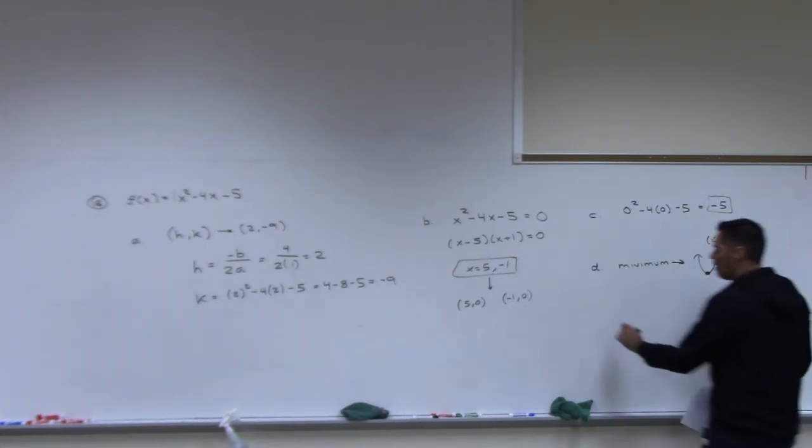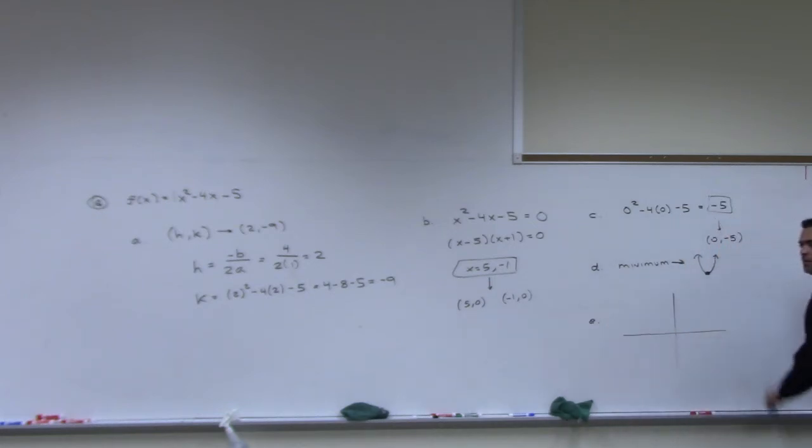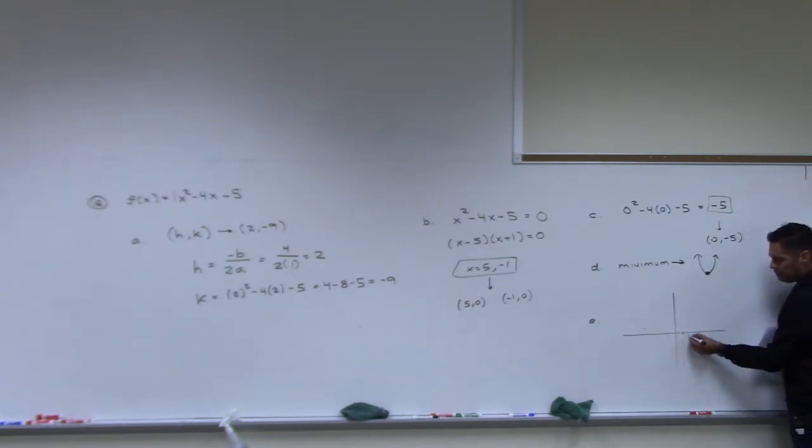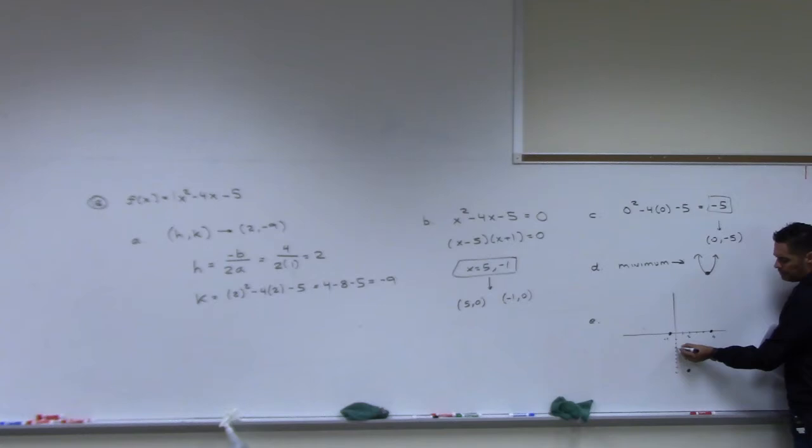Now, for part E, the graph, how do we graph this? We just put all the information we just found on here. Our vertex was (2, -9). Here's 2. 1, 2, 3, 4, 5, 6, 7, 8, 9. So my vertex is right about here. My x-intercepts are at negative 1 and 5. I have a y-intercept at negative 5.